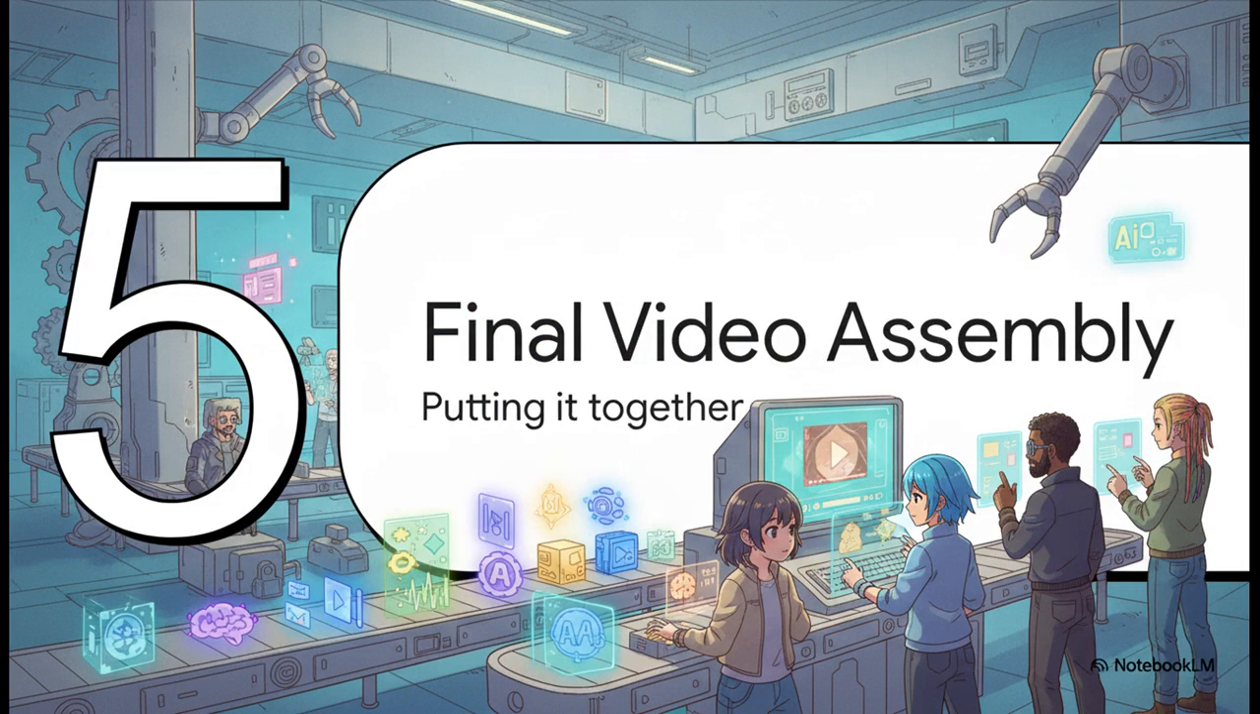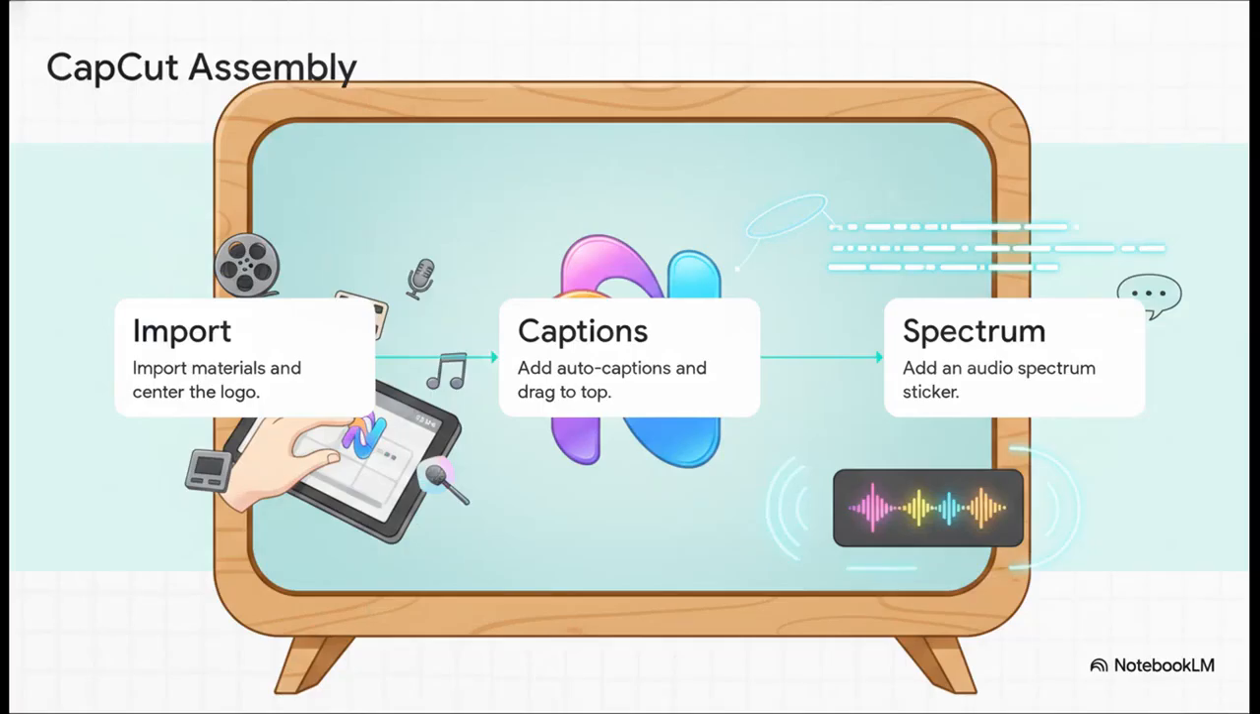And finally, Section 5, Final Video Assembly, putting the whole puzzle together for free. We're going to use CapCut for this rapid-fire editing sequence. Step 1, you just import your static background image, your newly generated audio file, and your logo. Quick tip here, make sure to remove your logo's background first and then cleverly place it right in the center of the little TV screen on your cartoon background.